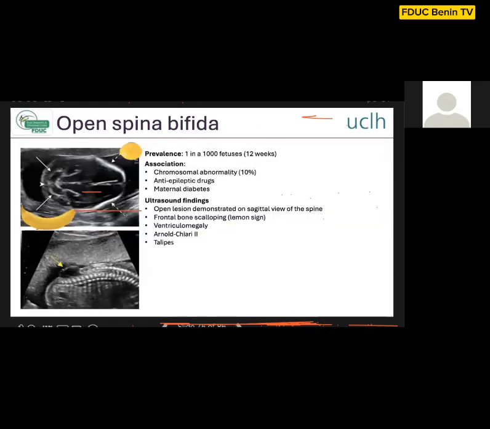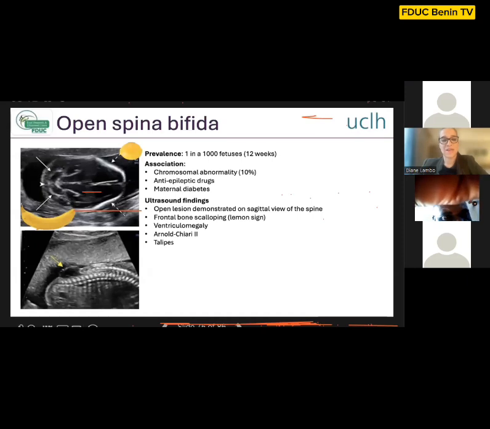Generally speaking, the way that you're going to identify a spina bifida is actually by your cranial signs rather than the spine itself. And the cranial signs that you're looking for are as defined by Professor Nicolaides, the lemon sign. So you've got this sort of lemon shape of the skull. You've got the scalloping of the frontal bones. And the banana sign, where you can see that the cerebellum is being pulled inferiorly as a result of the herniation of the spine. That's what we call the banana sign, okay?